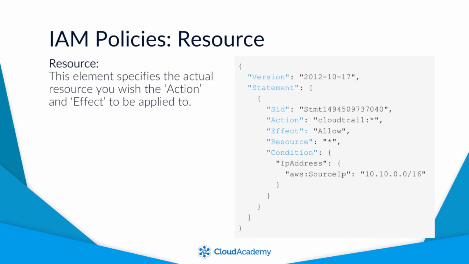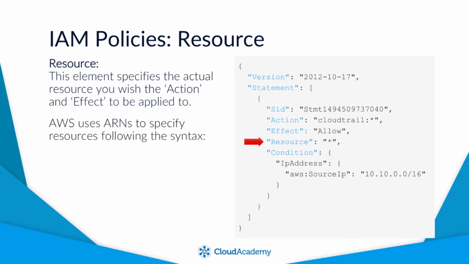Resource. This element specifies the actual resource you wish the action and effect to be applied to. AWS uses unique identifiers known as ARNs, Amazon Resource Names, to specify specific resources. Typically, these ARNs follow a syntax of partition. This relates to the partition that the resource is found in. For standard AWS regions, this section would be aws.